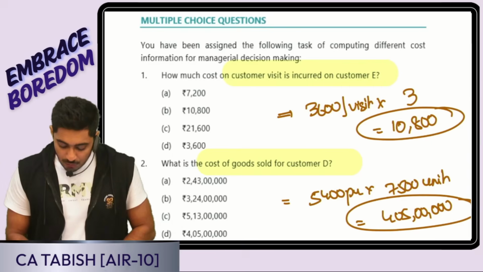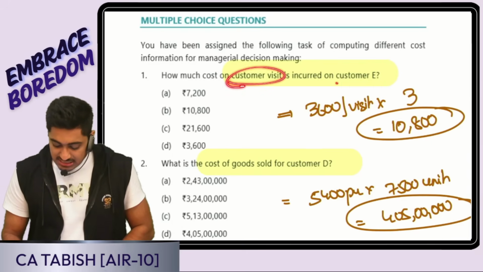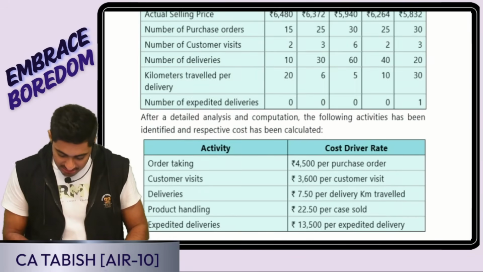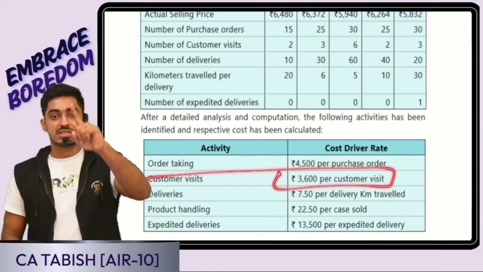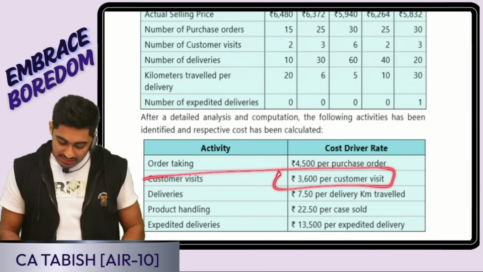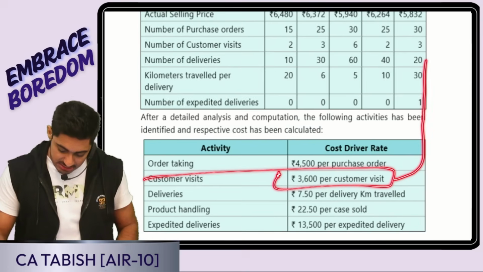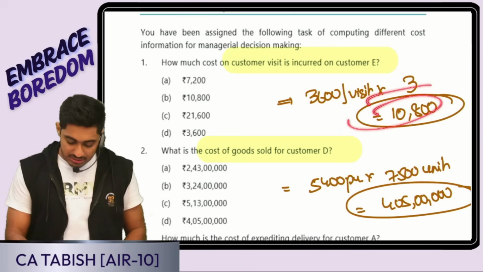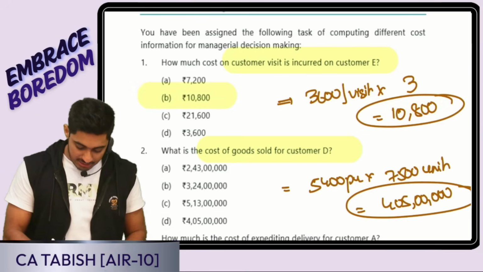First, how much cost on customer visit is incurred for customer E? First tell me, students, for customer visit, how much is the cost per customer visit? 3,600. For customer E, how many times have I made a customer visit? 3 times. So 3,600 into 3 is going to be 10,800. Option number B.